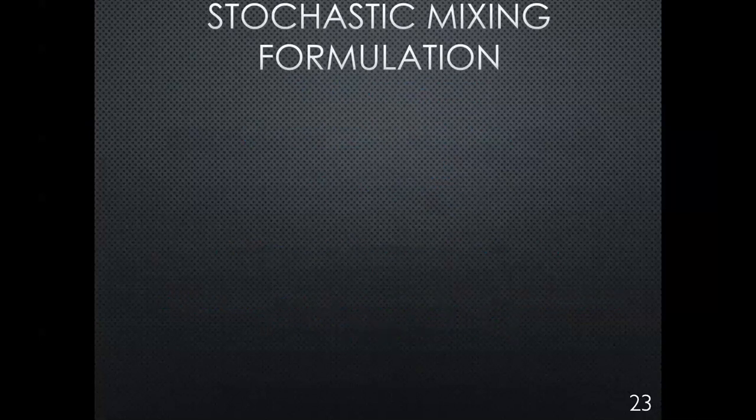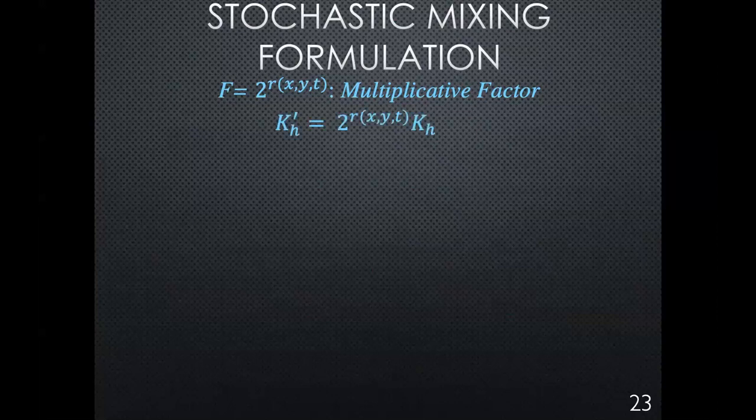But in the stochastic mixing formulation, we're going to do something pretty simple and use what we call a multiplicative factor, which is defined as the random perturbation produced by the stochastic pattern generator, R of x, y, t, and raising it to the base of 2. This essentially allows us to sample around a median multiplicative factor of unity, but the sampling is done in log base 2 space. So our perturbed mixing coefficient will just be the product of the diagnostic coefficient and that multiplicative factor.